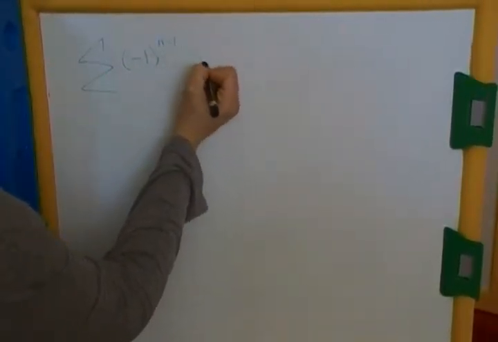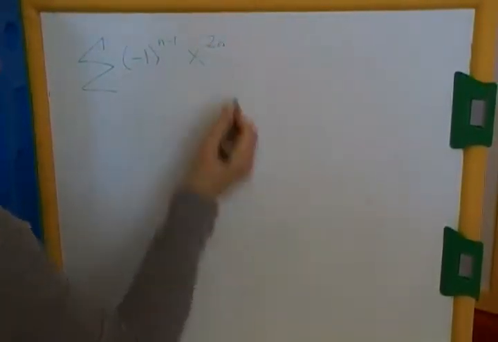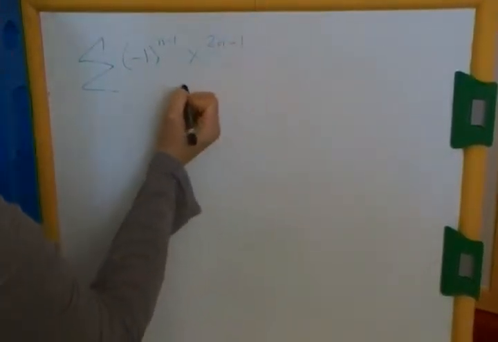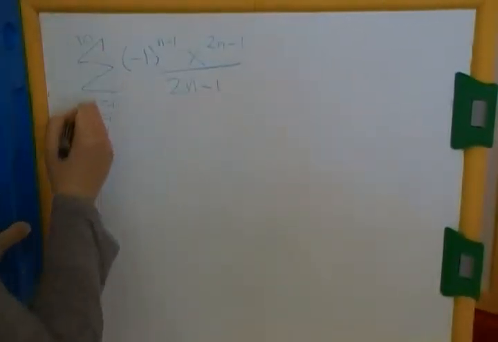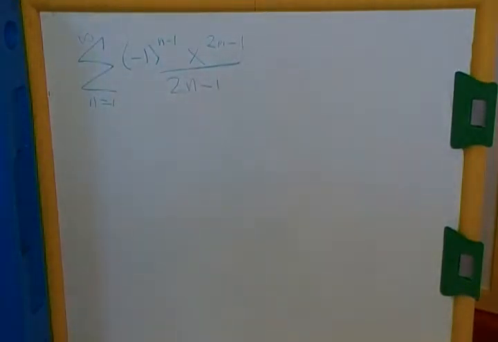Sorry, that's a crazy sigma. What does that say? 2n minus 1 over 2n minus 1. Sorry, I saw that the camera is losing focus every once in a while. So hopefully that'll be fine.